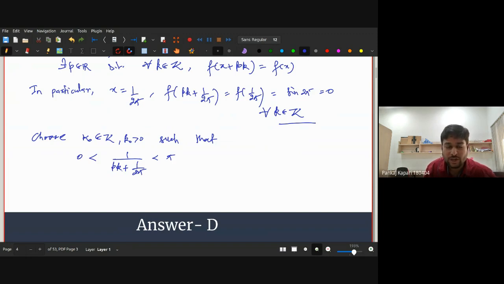Because if you take a high enough number k, if this k becomes very large, so why is this happening? Because 1 by k goes to 0 as k goes to infinity, right? So we can choose a very large k so that the reciprocal becomes very small. So there are lots of such positive integers k naught for which this reciprocal lies between 0 and pi, and we will take one of them.